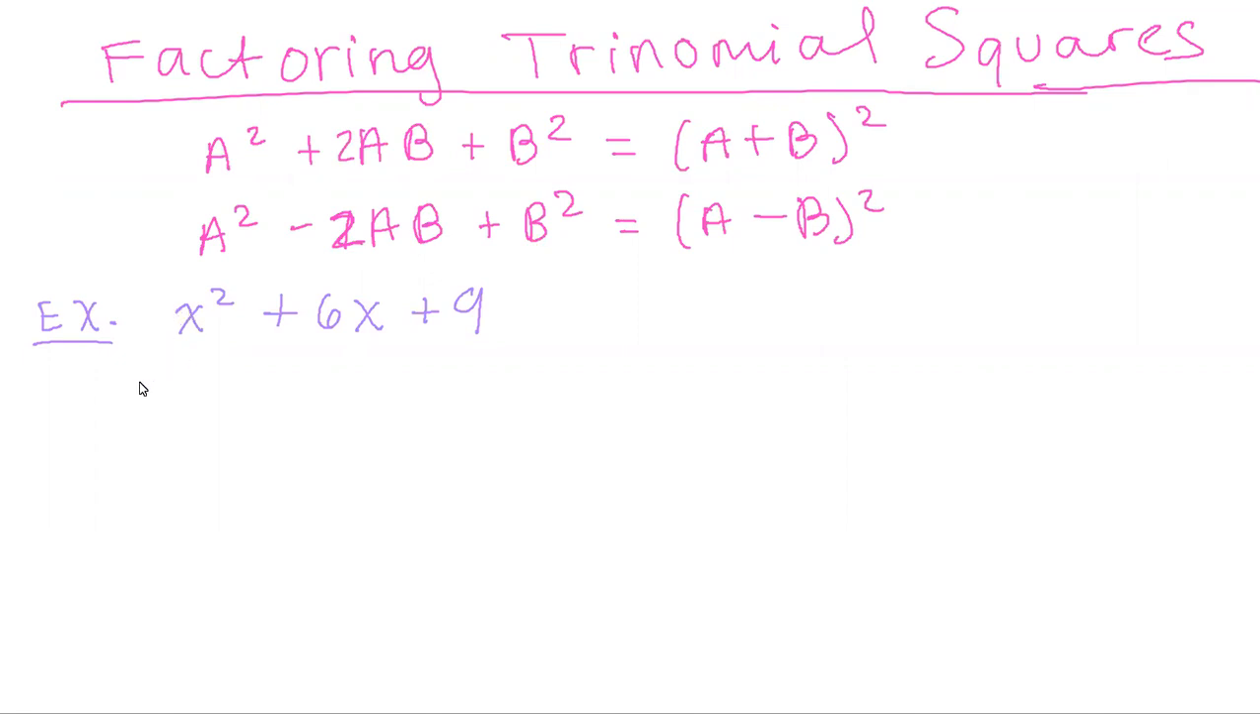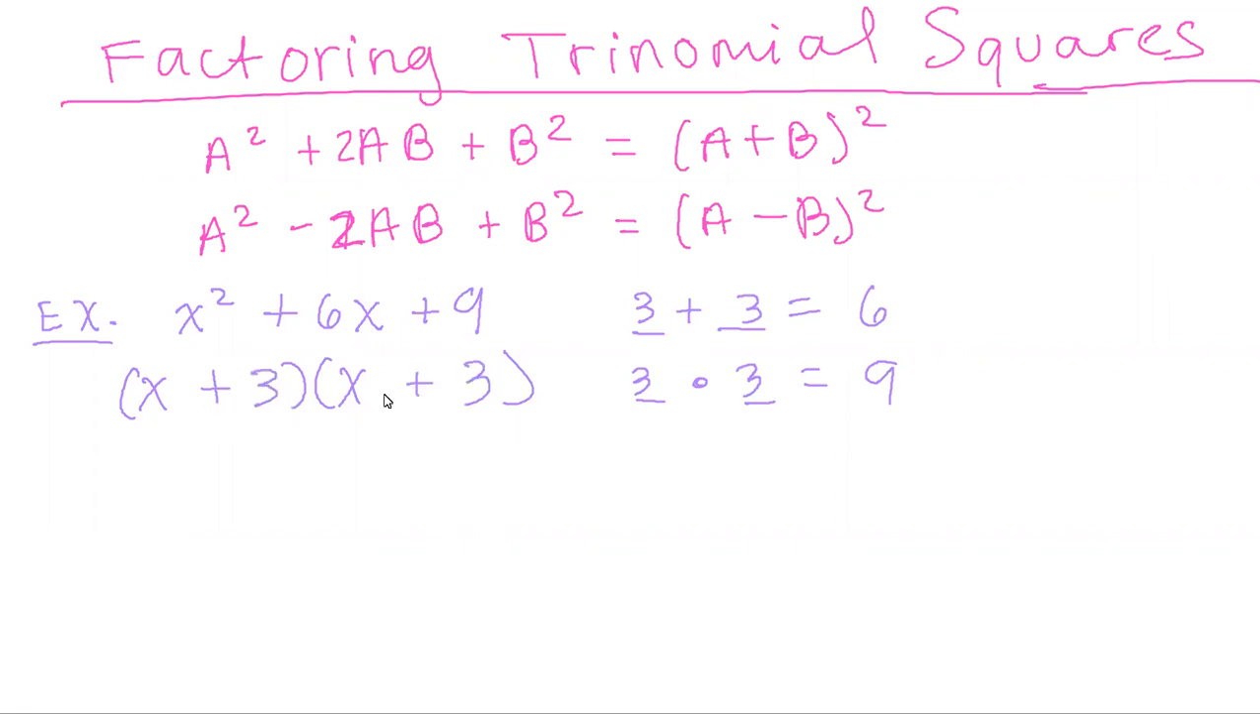There's no number in front of the x squared, so I can go straight into saying, okay, x blank and then x blank. And I find two numbers that add up to 6 and two numbers that multiply to 9, which is just 3 and 3. So x plus 3, x plus 3.